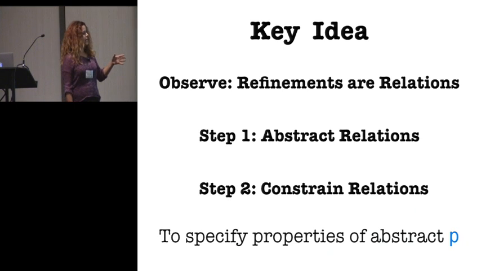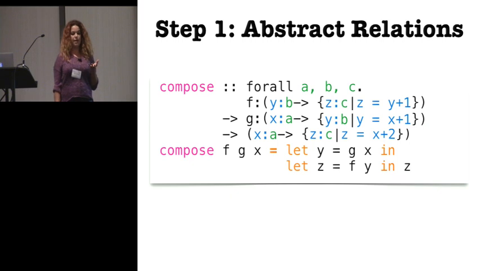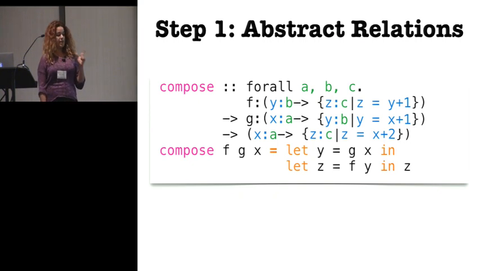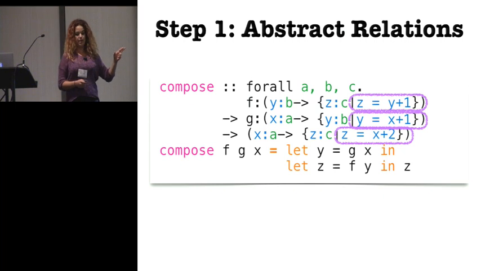So this is our key idea that is very general, but we can go back to the compose example to see how these steps apply. Here I have my first order specification of compose that is very concrete, and I have a concrete first order relation.